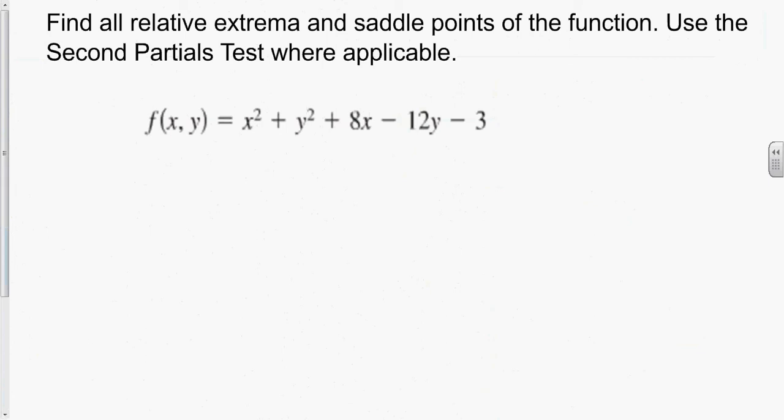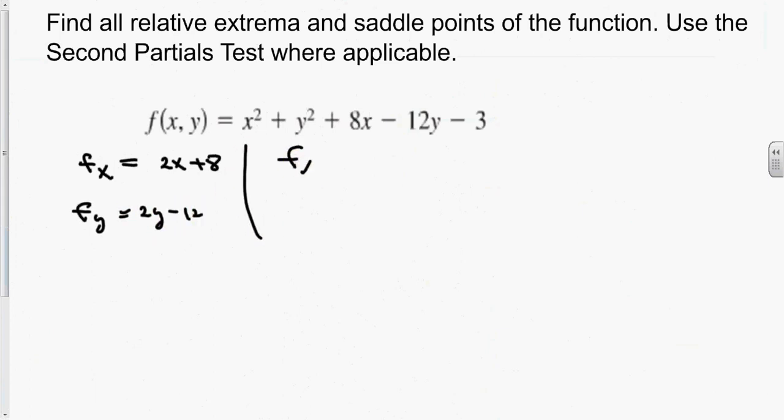Find all relative extrema and saddle points of the function if possible. It might not have a saddle point. It may not have an extrema. Use the second partials test where applicable. So, we need those first partial derivatives in order to find the critical point. So this is 2x plus 8. Then the partial of f with respect to y is 2y minus 12.